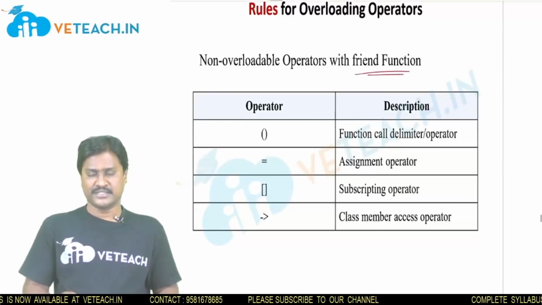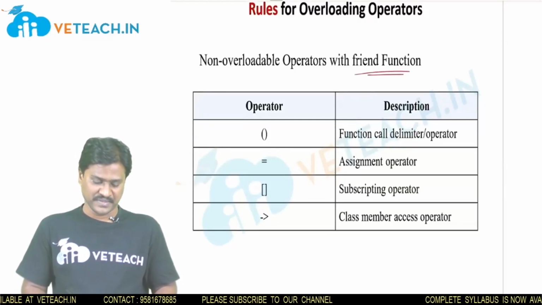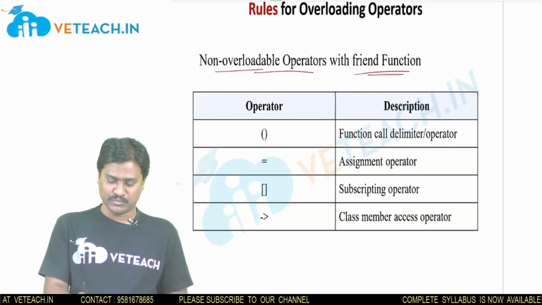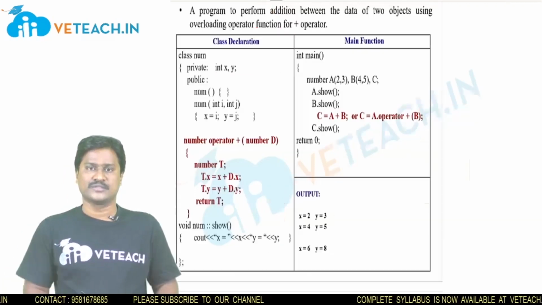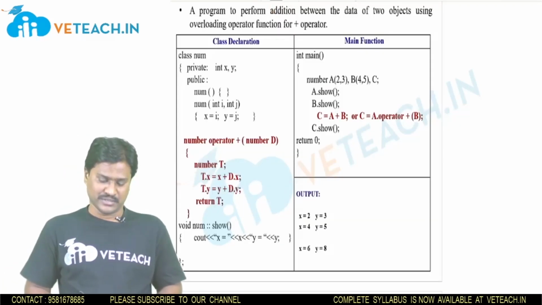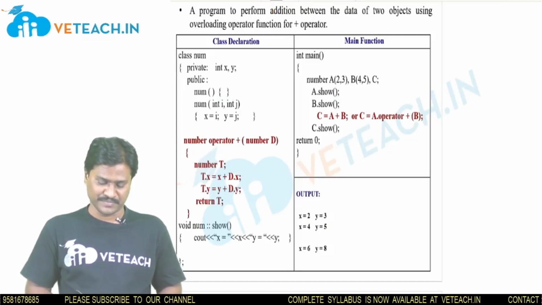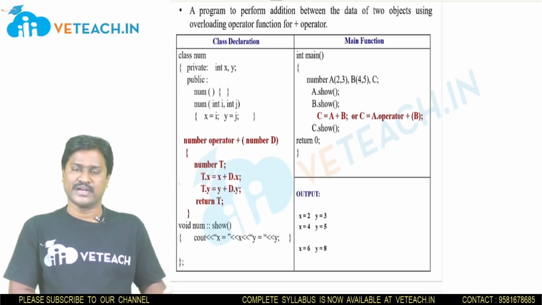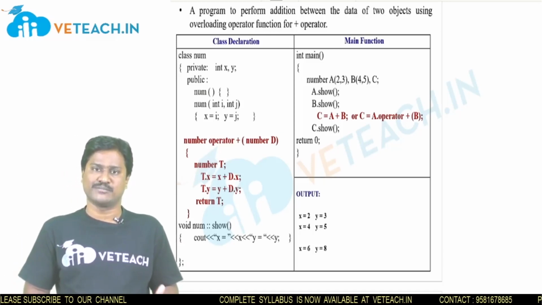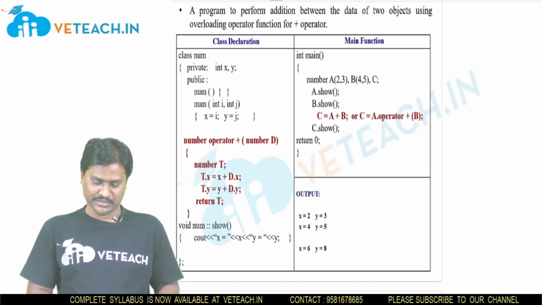Friend function is one of the features added in C++ compared with C, and there are non-overloadable operators with friend function. This is also a list like this one. Now coming to overloading the binary operator plus, here is an example program. In the exam we may be asked to write a C++ program to overload the binary operator plus between complex numbers.